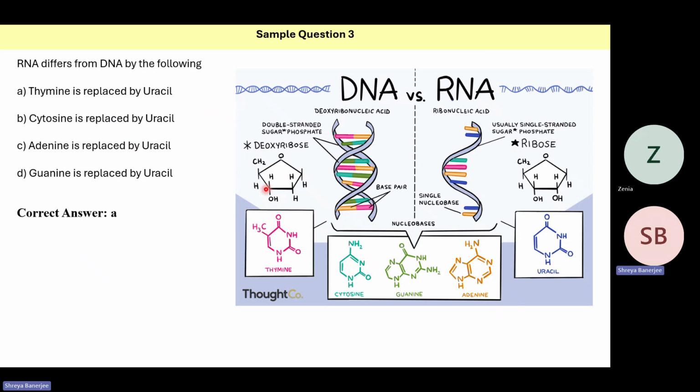There are other differences in the sugar ring. For example, at the 2' position, DNA has two hydrogens, whereas the sugar ring in the RNA, that is ribose, has one H and one OH. So this 2' hydrogen is downfield shifted in RNA compared to DNA. But here the options are all about the nitrogenous bases. So the correct answer is option A, thymine is replaced by uracil.